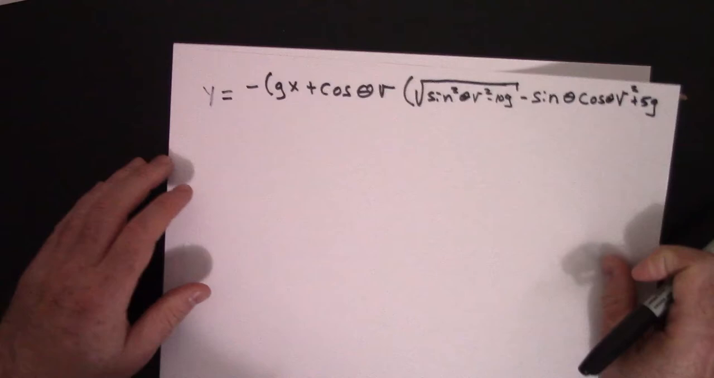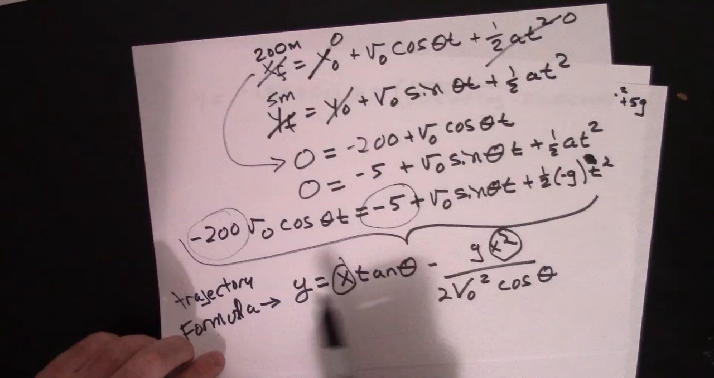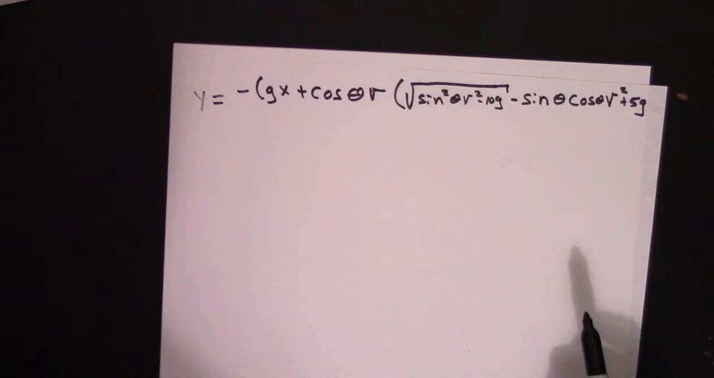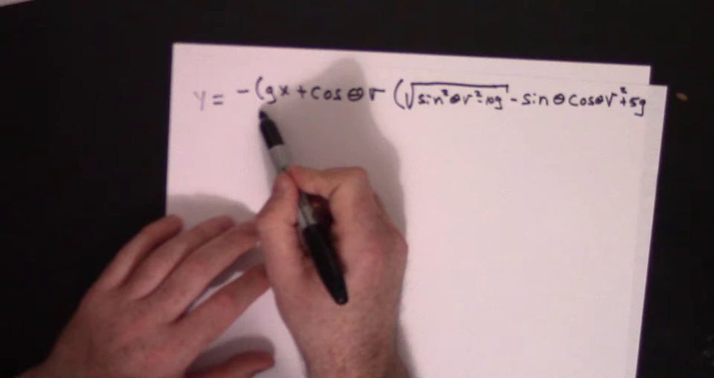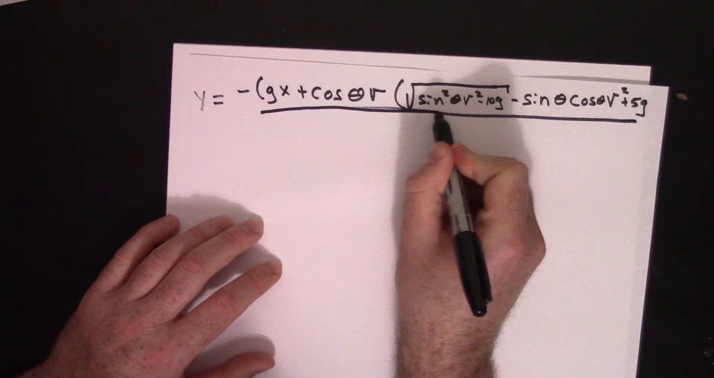So back to where we've found the roots for, here's the trajectory formula. This is the generic form of it. We've plugged in the x plus 5 and the y minus 200 and all of this, and derived the root, which I'm not done writing because it's that long.